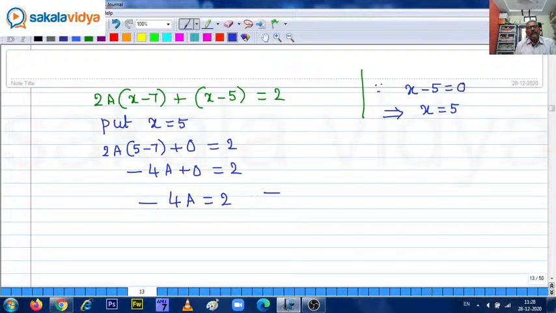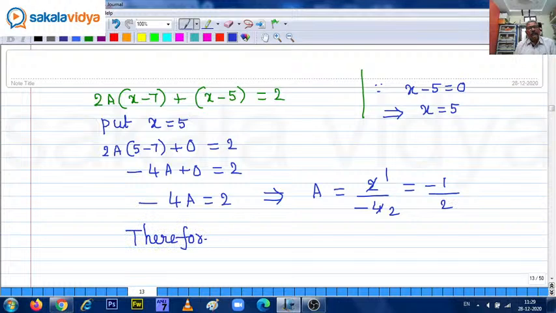Our aim is to find a value. A is equal to 2 upon negative 4. 2 ones are 2, 2 twos are 4. That is 1 upon negative 2, which is negative 1 upon 2. So therefore, a equals to negative 1 upon 2. That's all.